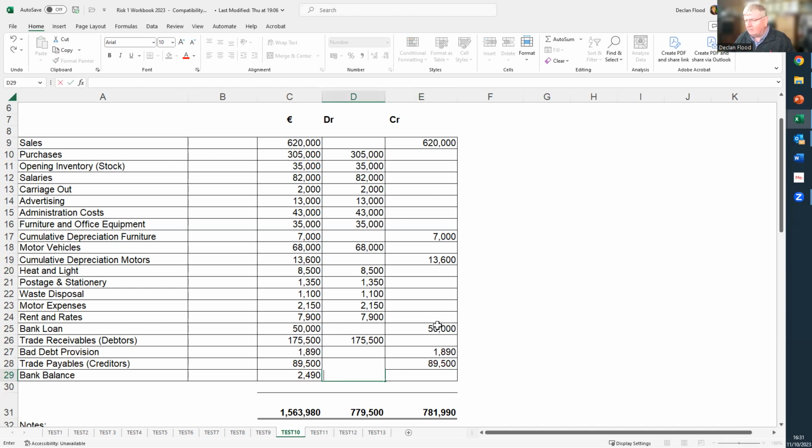So again, how do I know which side the bank balance goes on? Because that's one that can be either. I simply look at the totals, and this total is higher than that total. So I know that the 2490 has to go in there. If I put it on the other side, then my trial balance wouldn't balance. So that's how we can work that one out.